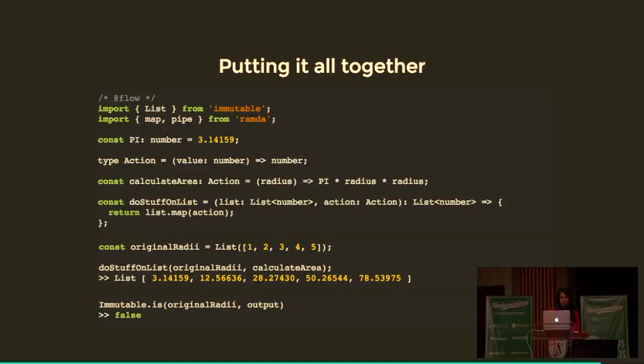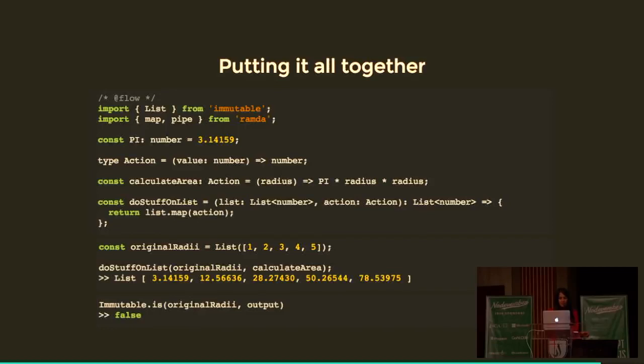So I have my pi defined as a number. Then I'm creating a type of action, and this type of action takes in a value, which is of type number, and returns a number. And I'm creating a calculate area function that is of type action. It takes radius, which is a number, and returns the area, which is a number, which is what I define the action type to be.